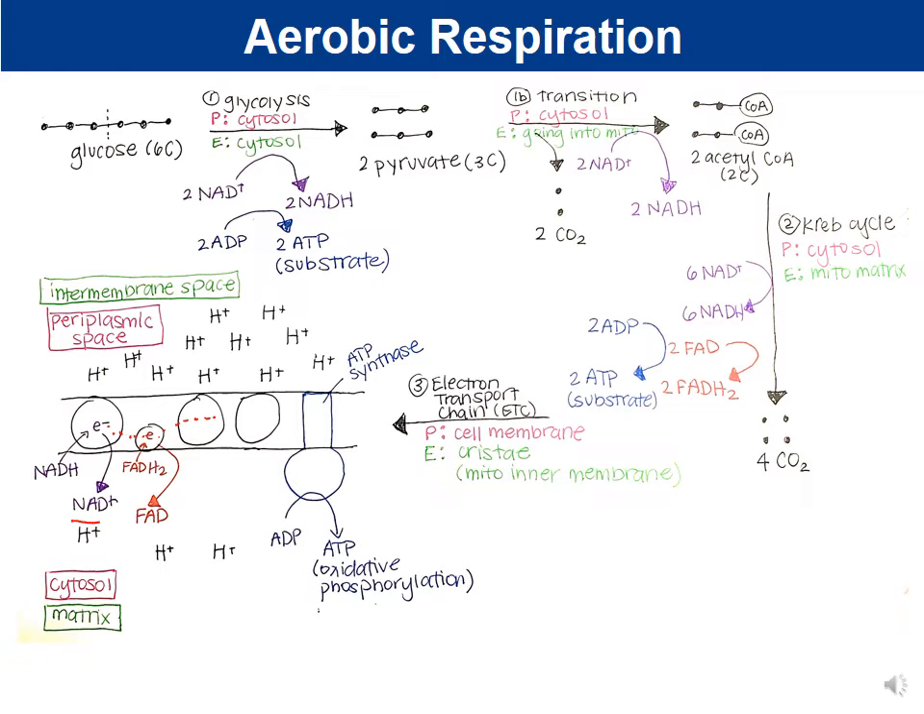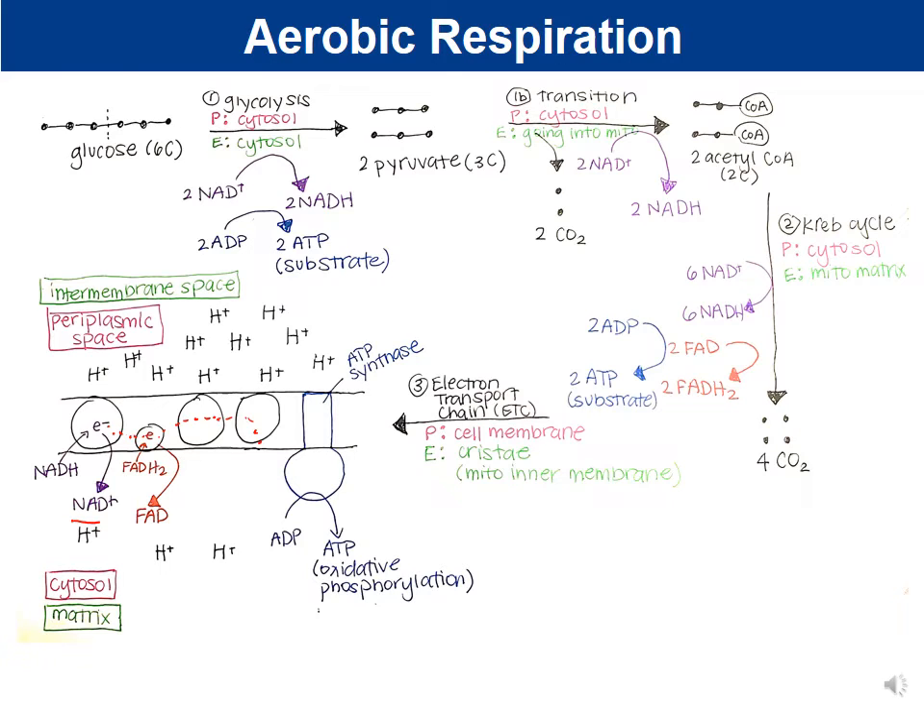FADH2, remember that was the other electron carrier that was generated during the Krebs cycle. FADH2 will also come in and drop off electrons at the electron transport chain. And when it drops off electrons, it becomes FAD. So electrons go down the chain.